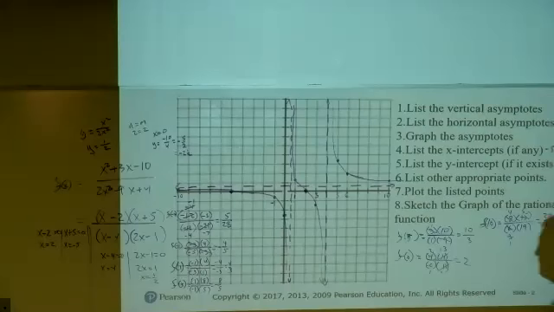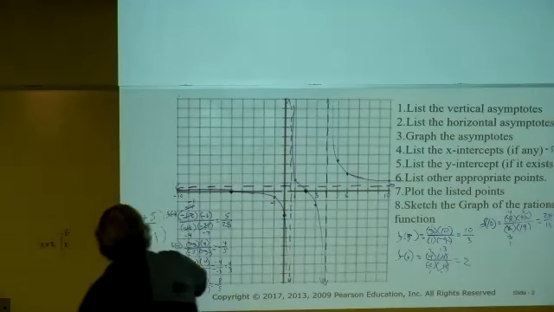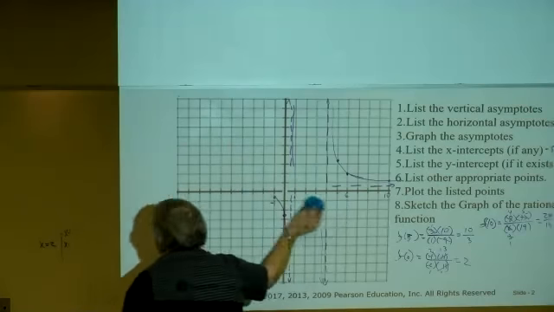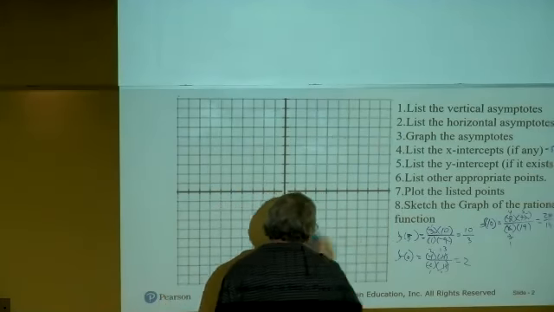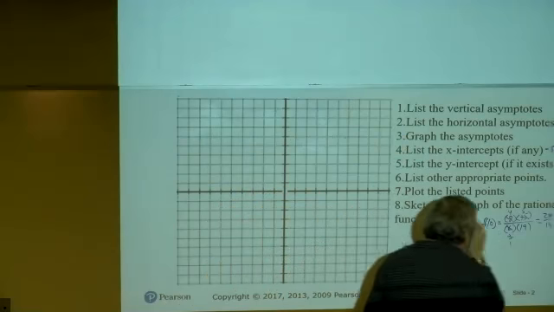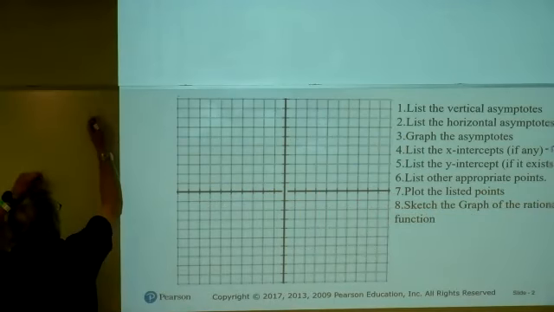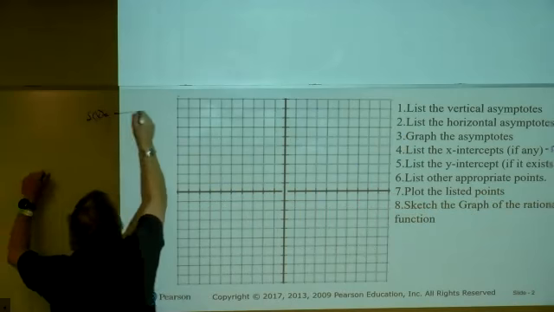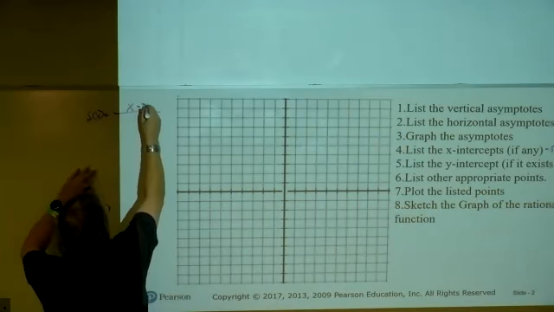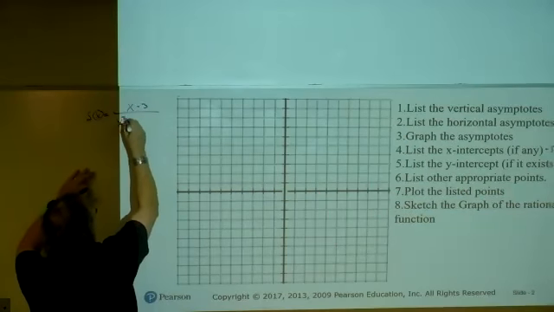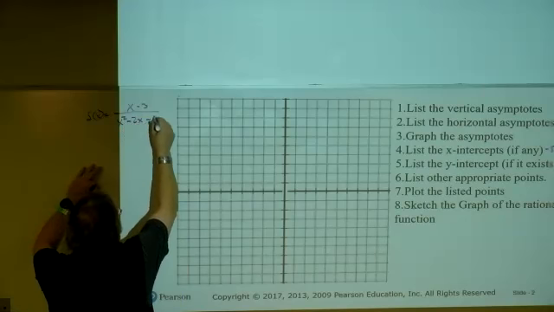Okay, I'm gonna erase all this and we'll do another one. So we're gonna have f of x equal to x minus 3 divided by x squared minus 2x minus 15.